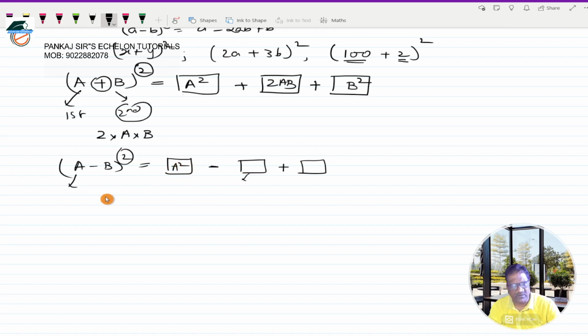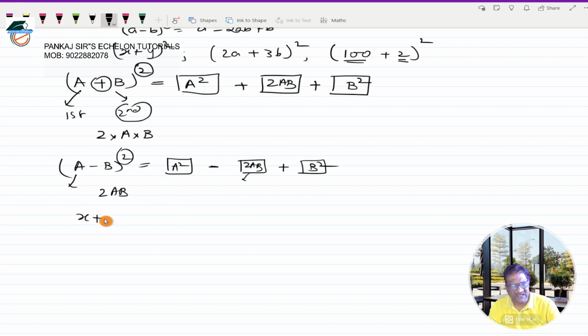In the second box it will be 2 times first term into second term, that is 2ab, and in the third box you will have second term ka square, that is b square. Is that understood? So this is the way you have to remember the expansion of (a plus b) the whole square and (a minus b) the whole square.